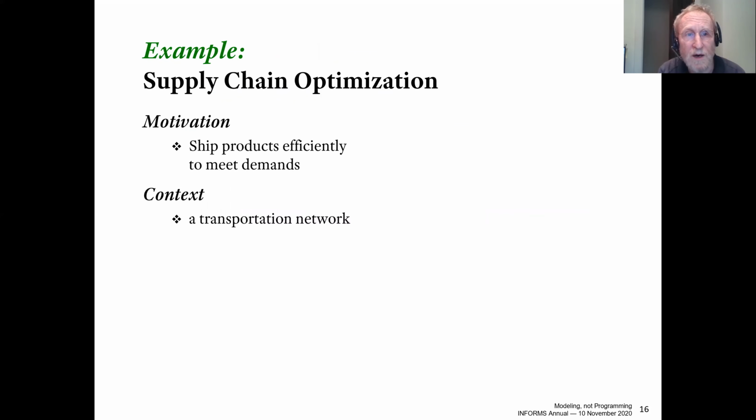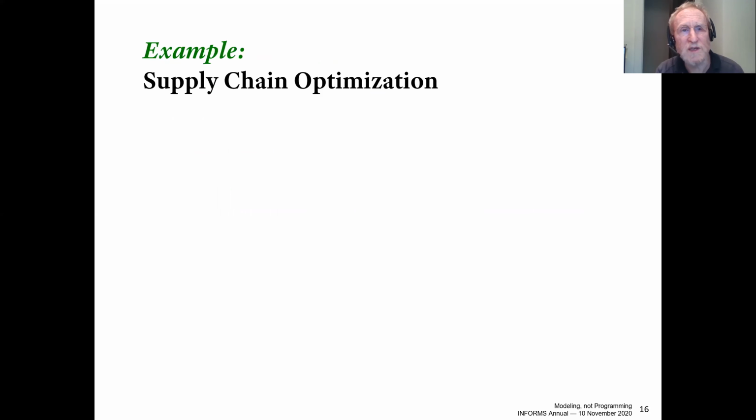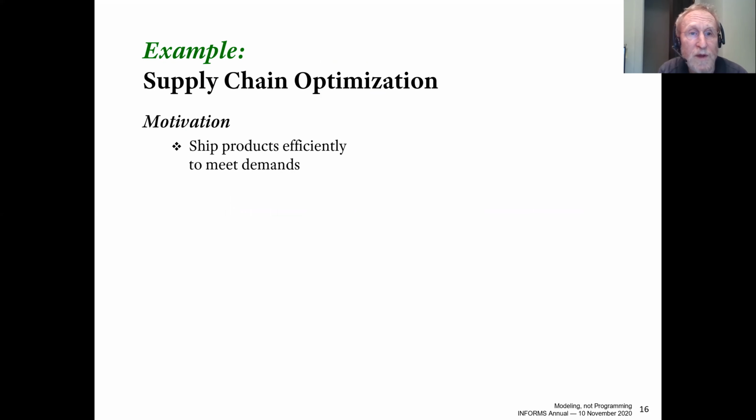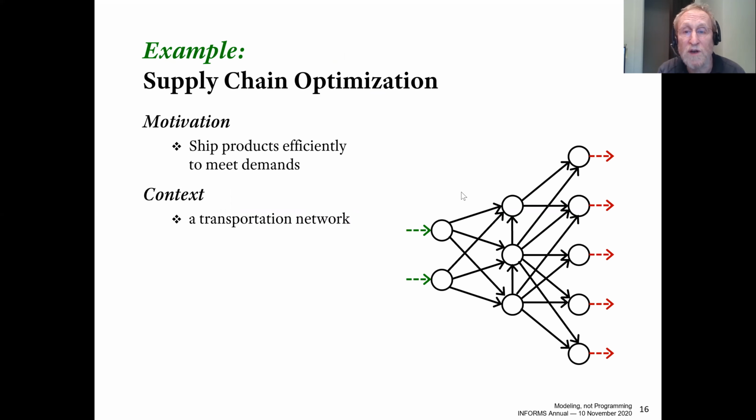I call it supply chain optimization. It's really a simple network kind of flow problem. The motivation is to ship products efficiently to meet some demands. And you have this transportation network. I just have a drawing of some possibility there.